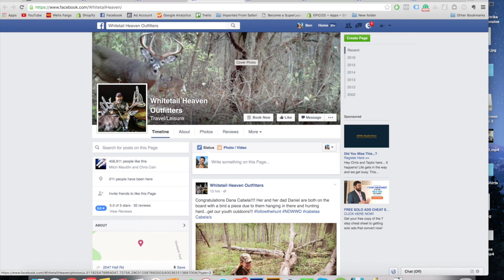I'll agree on that. But we don't want to just target people that are in hunting in general. We want to target people that are really into fishing.